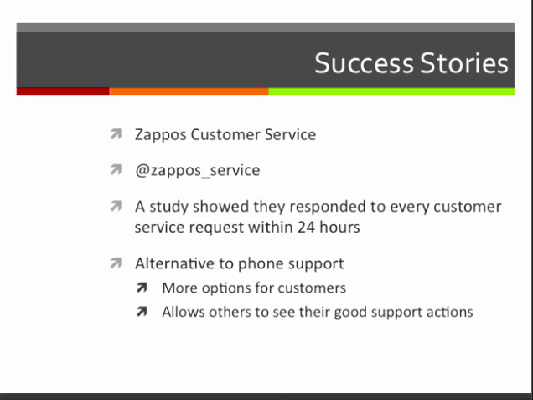Another success story is Zappos customer service. They have a particular Twitter account that they use for this, and people can tweet them if they're having problems with an order. It's really an alternative to phone support. And one study that was looking at how businesses do in terms of customer service on social media showed that every single customer who tweeted to them got a response within 24 hours.